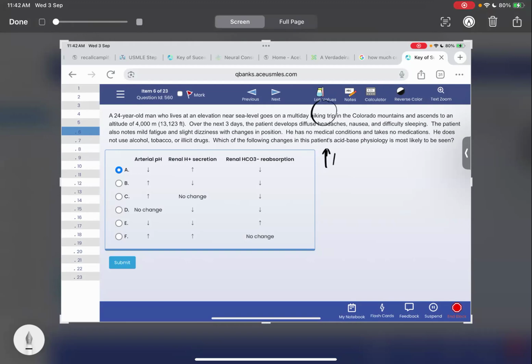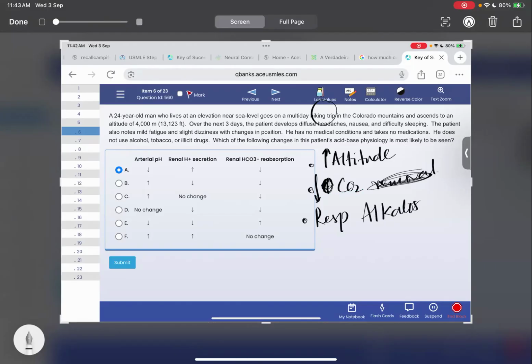We have discussed this, right? Hyperventilation, increased carbon dioxide removal. So we will have decreased carbon dioxide. We have removed it, right? So we will have respiratory alkalosis. All of you are getting this, right?